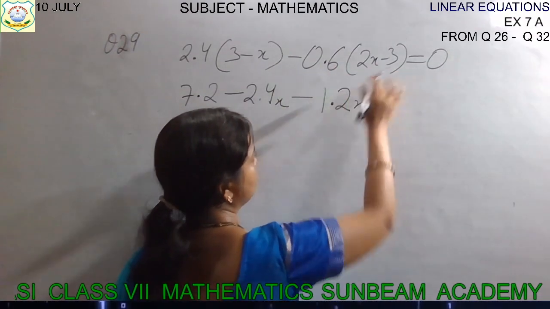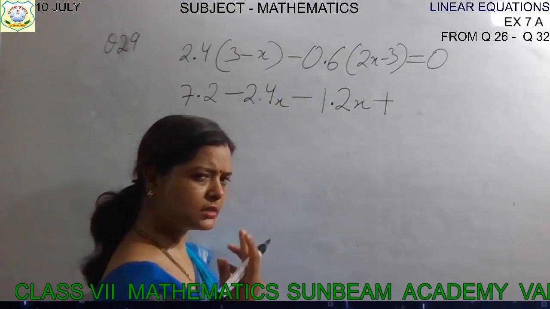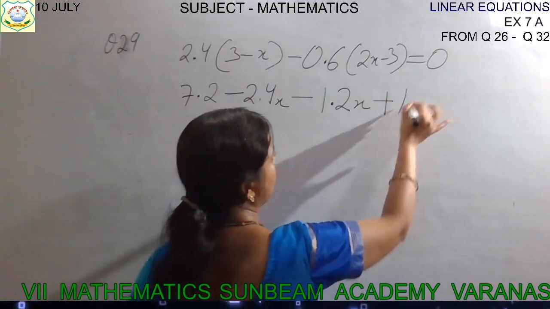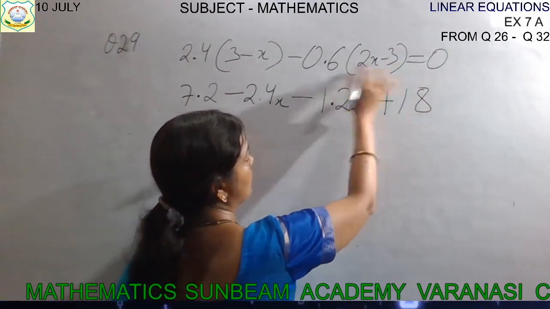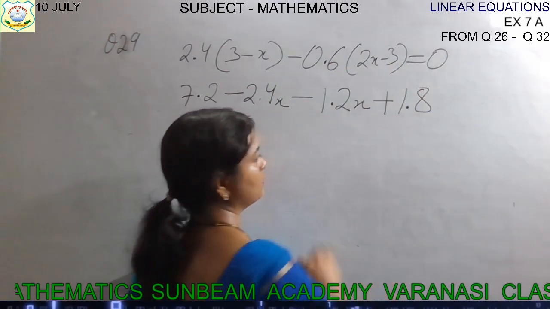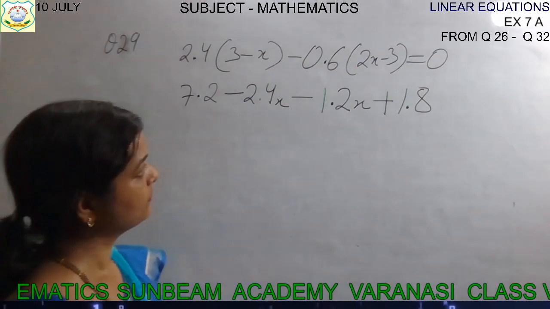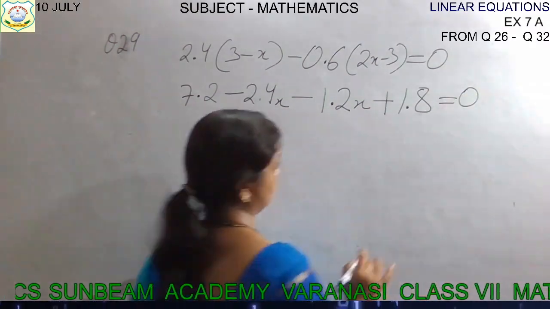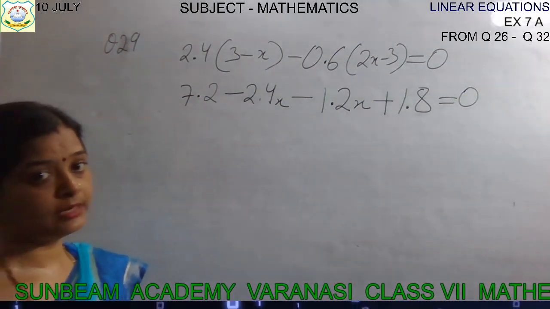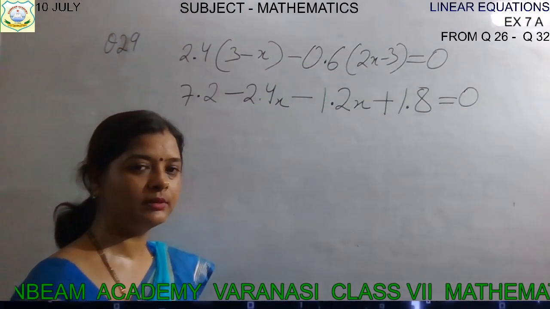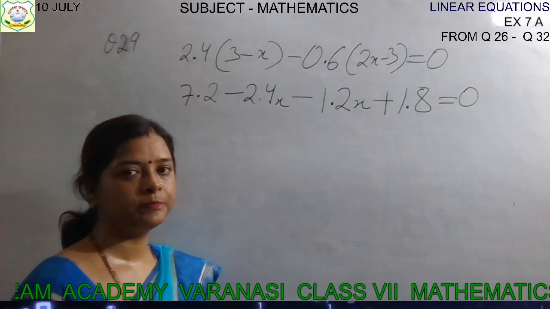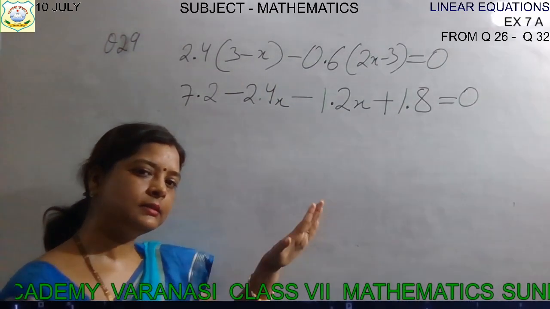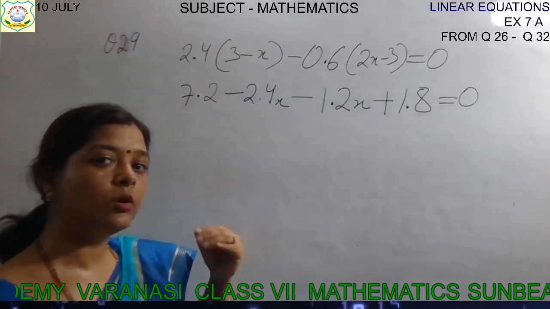And 0.6 into 3. 6 3s are, children, just multiply the numbers first, then we will see the decimal. 6 3s are 18 and there is one decimal place overall, so in the answer we have to put one decimal place. Okay. That is equal to 0. The 0 should not be avoided, children. We have to write it, otherwise we can't separate the variable on one side and the constant on the other side. Now what will we do? We will keep the variable term on this side and transpose the constant term to the other side.